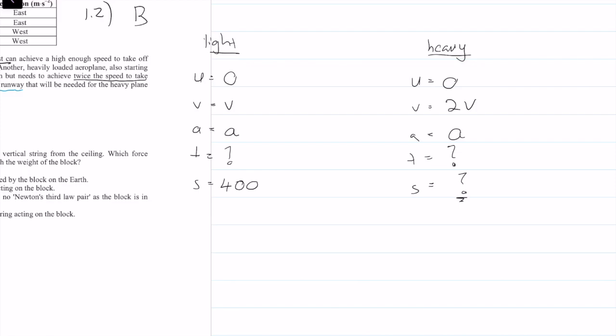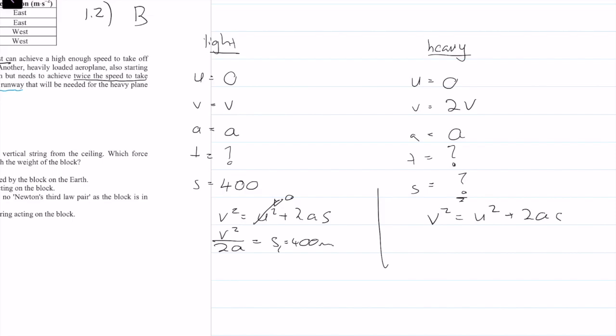So let's start off. We don't have time, so the only equation we can really use is v squared equals u squared plus 2as. We know that u is equal to 0, so that goes to 0. So we're left with v squared over 2a is equal to s, and we know that s is also equal to 400 meters. I'm going to leave that aside now and go ahead with the heavy plane, and I'm going to do the same. v squared equals u squared plus 2as.